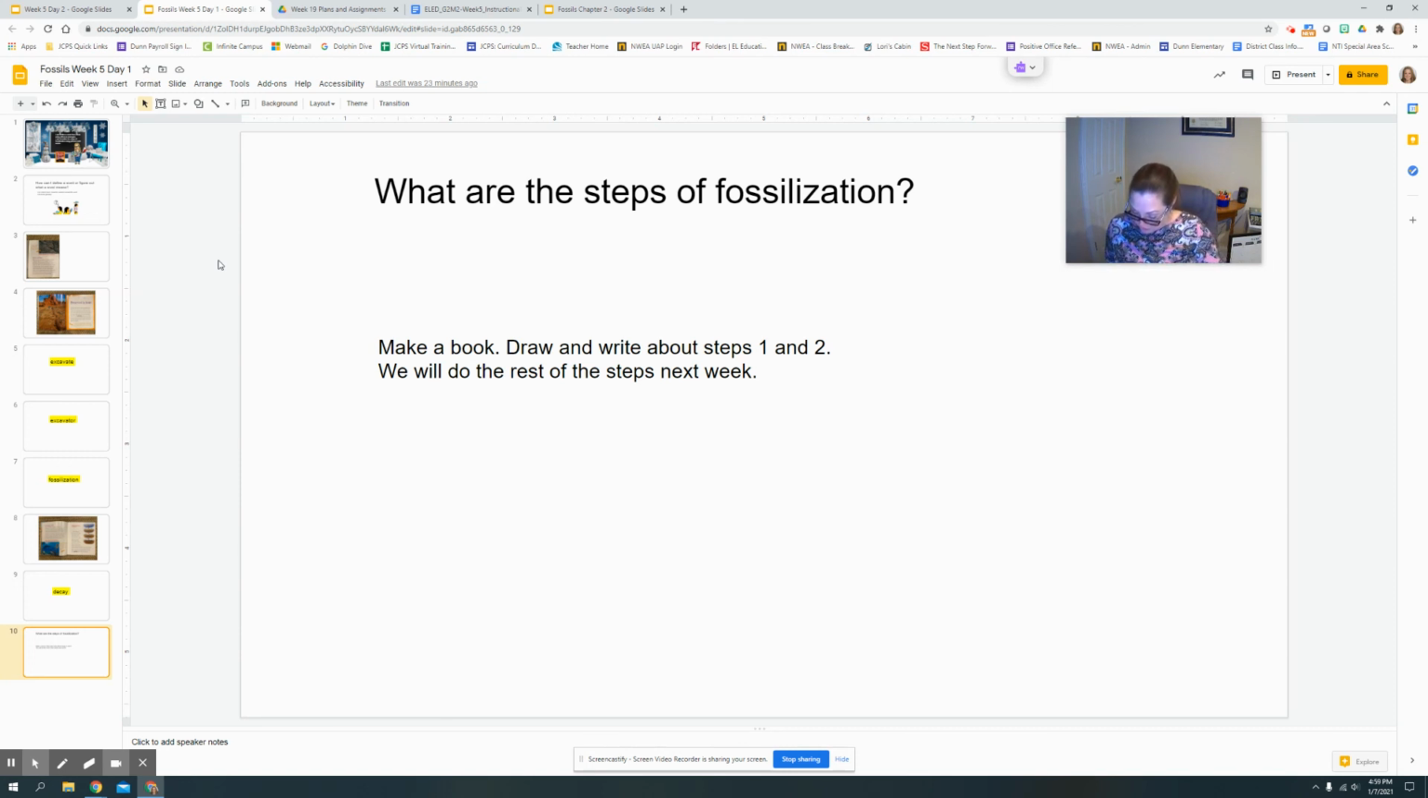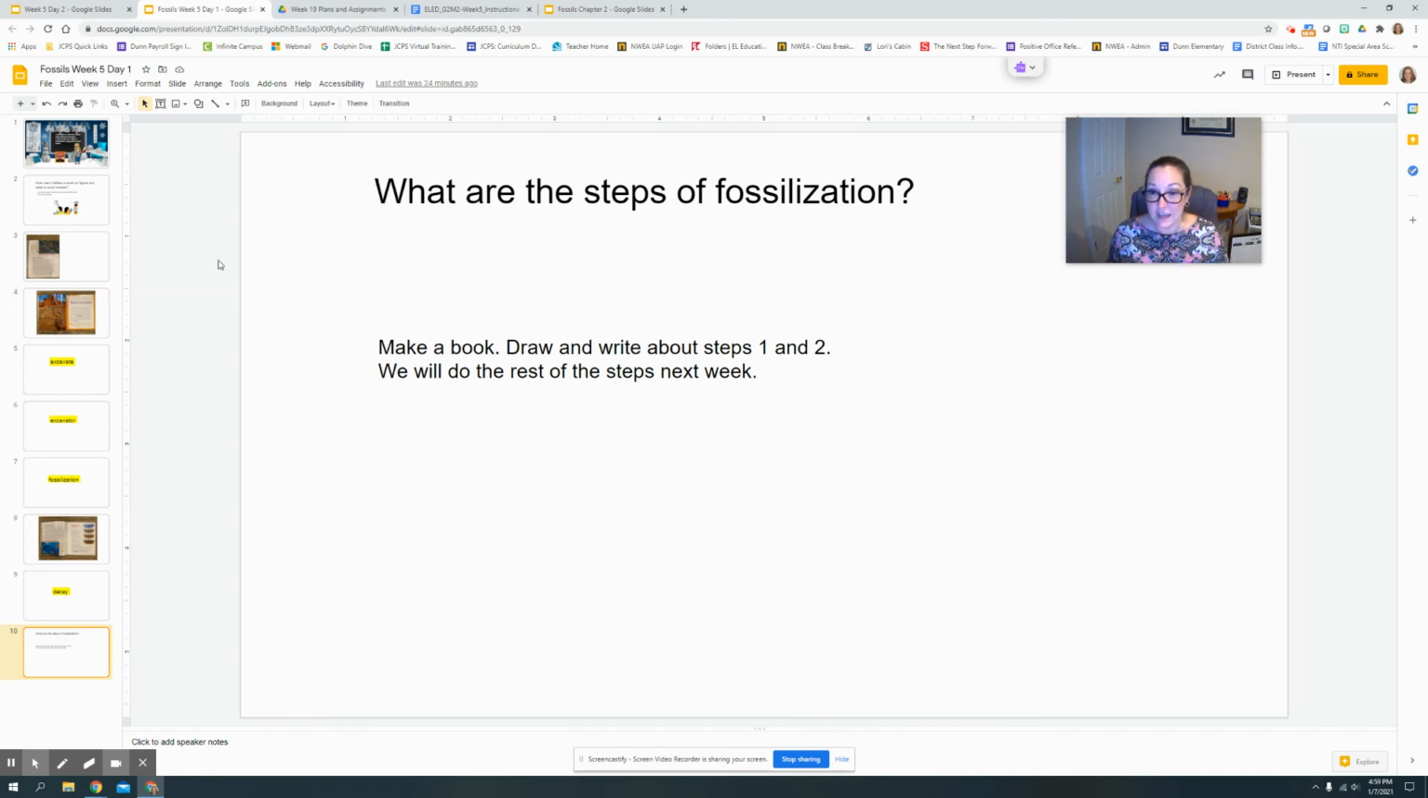Now, step 2 is the part where the fish is covered up by all of those layers. This one's the step that happens slowly. Remember, the fish is covered up by all those layers of mud and sand. So I want you to go back if you need to, or if you remember, and write what happens for step 2. Put down a sentence or two about what happens there, and draw a picture for step 2. What will you draw? I can't wait to see what your drawing looks like.